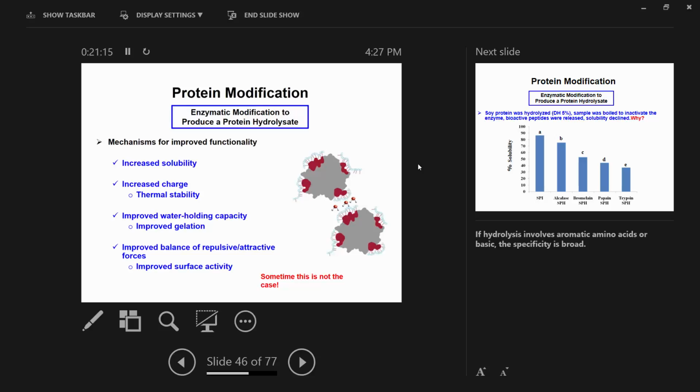If your peptides are mostly hydrophobic peptides, you're enhancing aggregation formation and building of a gel, formation of aggregates and building of gel. If you are releasing mostly hydrophilic peptides, then yes, you are enhancing solubility. So it really depends. Again, I cannot emphasize this enough. It depends on the types of peptides that are generated.